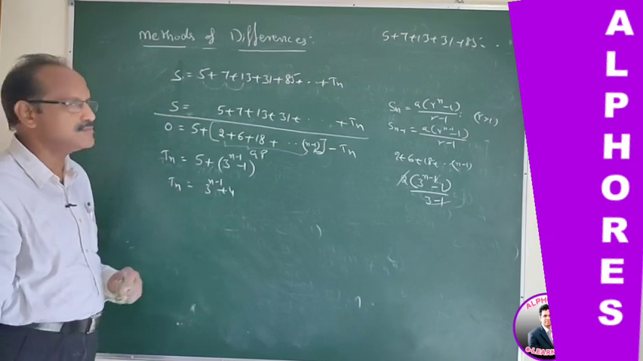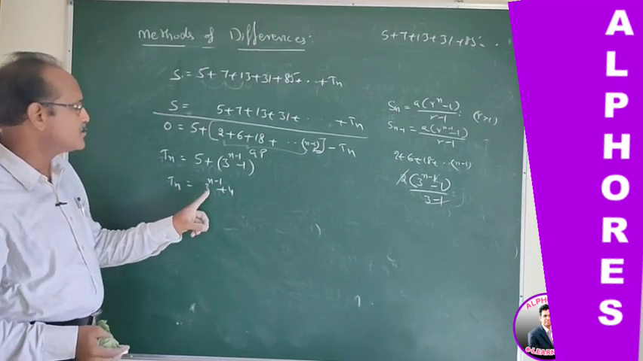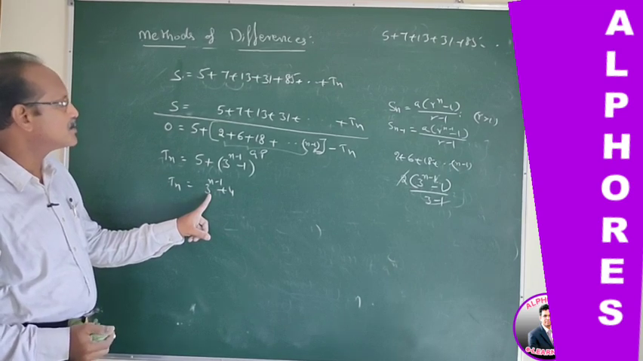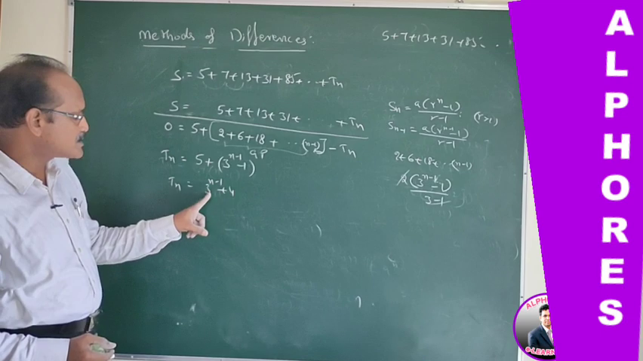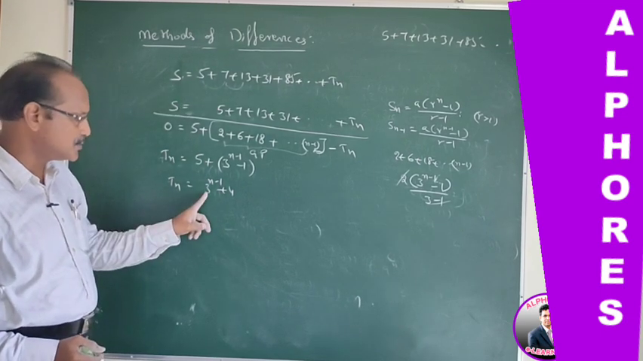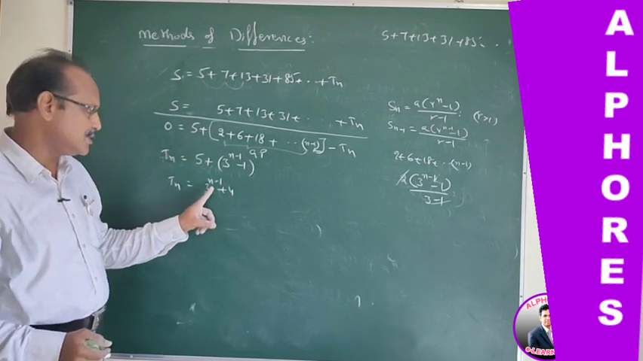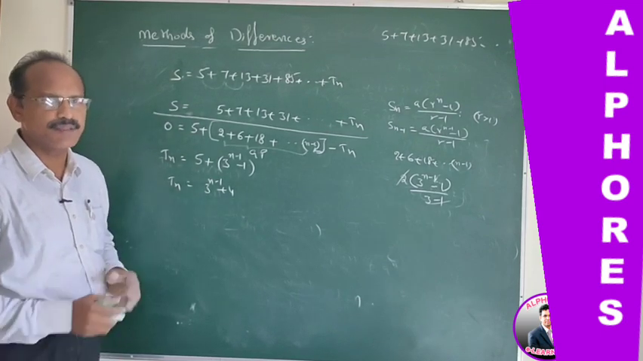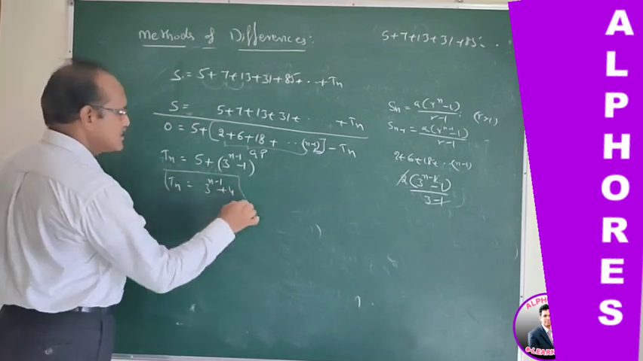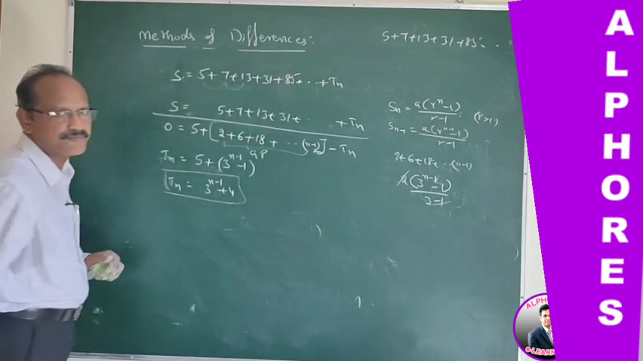If you substitute n is equal to 1, you will get 1 plus 4, 5. If n is equal to 2, that is 3 plus 4, 7. You can check whether the nth term is correct or not. Yes, our nth term is correct. This is the nth term of the sequence.